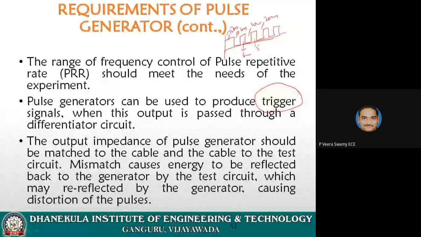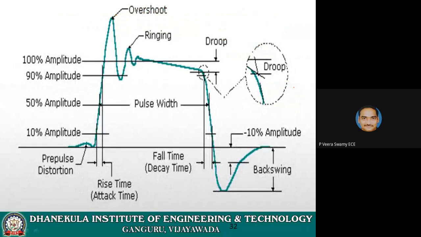The output impedance of pulse generator should be matched to the cable and the cable to the test circuit. Mismatch causes energy to be reflected back to the generator by the test circuit, which may be reflected again by the generator, causing the distortion of the pulses. Automatically the mismatching causes the distortion. So these are the requirements, and this is the diagram for the pulse waveform.